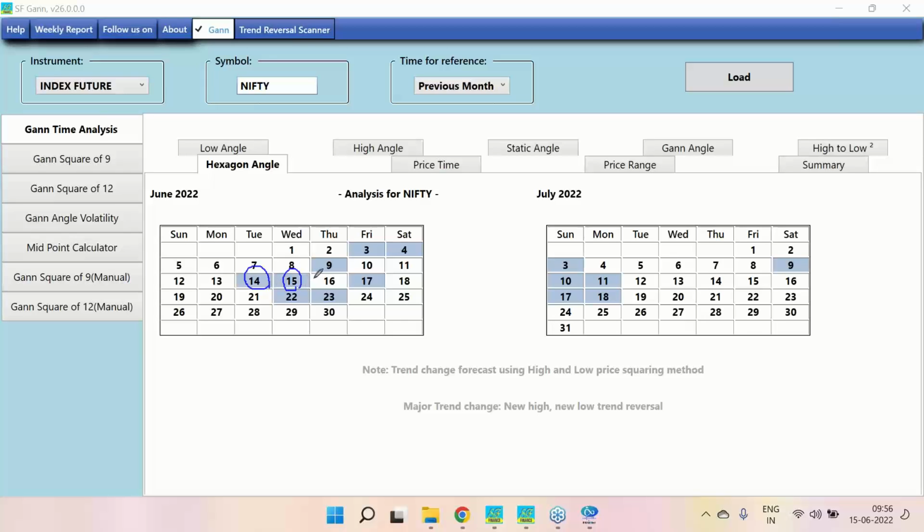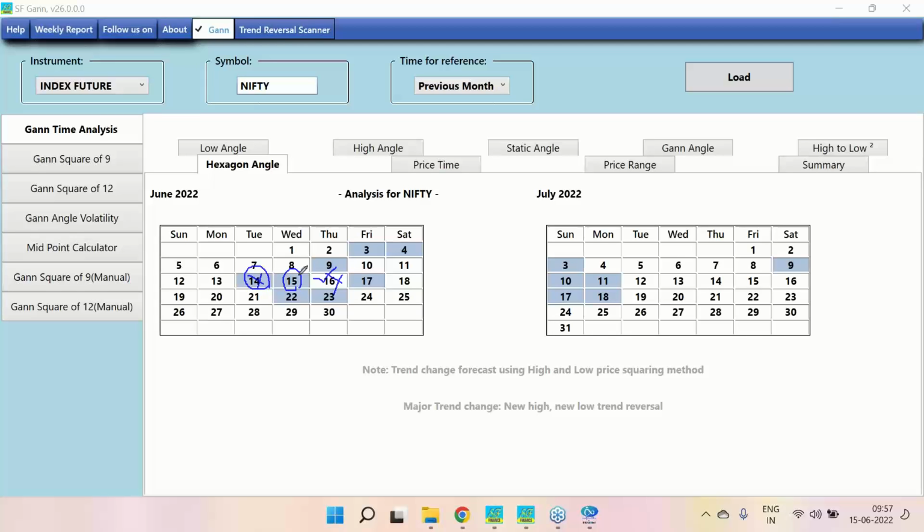But what happens if 3 days come consecutively, 14, 15, 16? Anybody? Those who have already taken that course or studied that, can anyone tell me? In the hexagon method, we are getting 14, 15. So if there is a 16 also, so here 3 consecutive days, if they come as trend reversal days, then none of the days will work. All 3 days will be a failure. On none of these 3 days will the trend reversal happen.